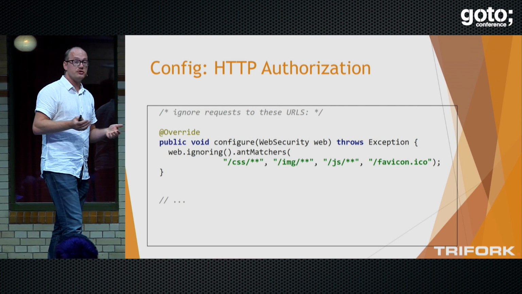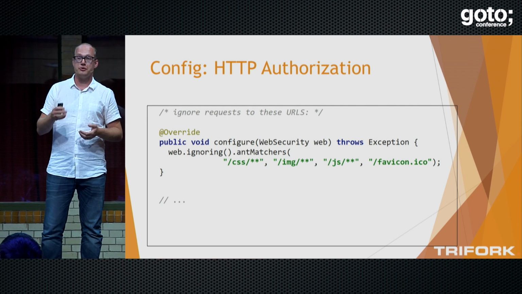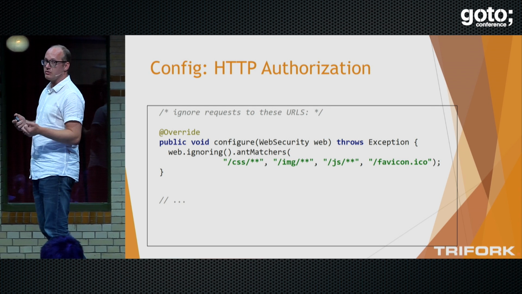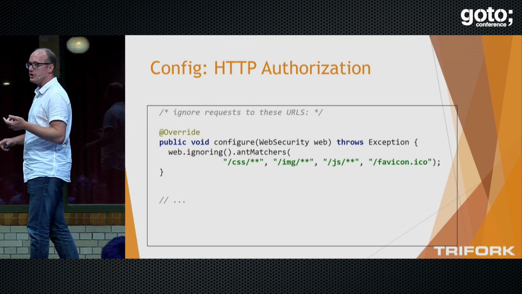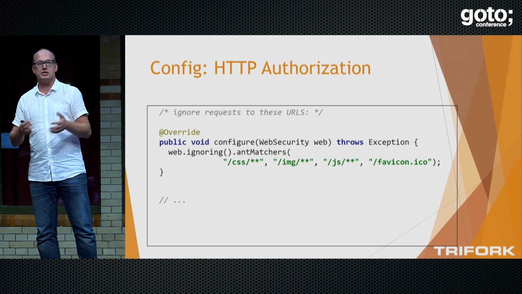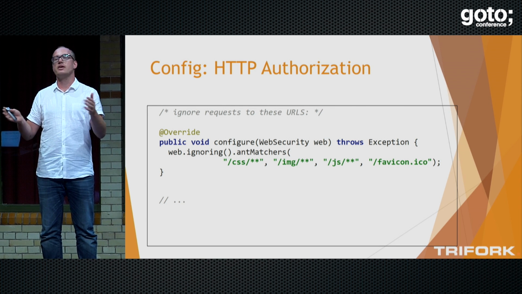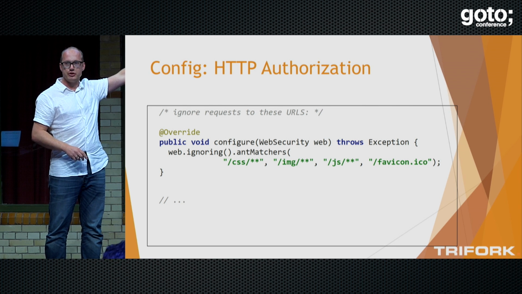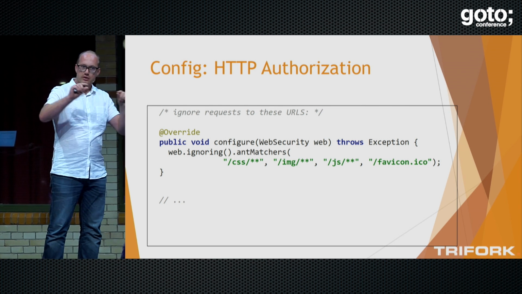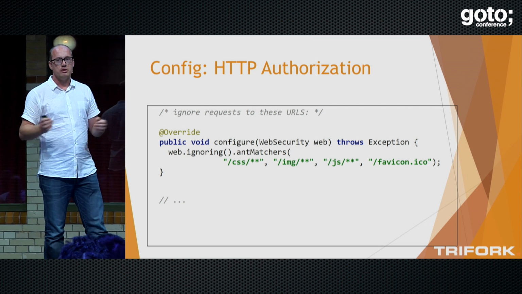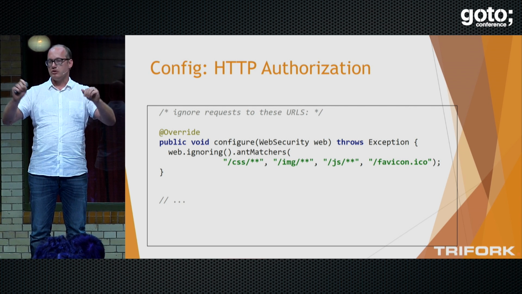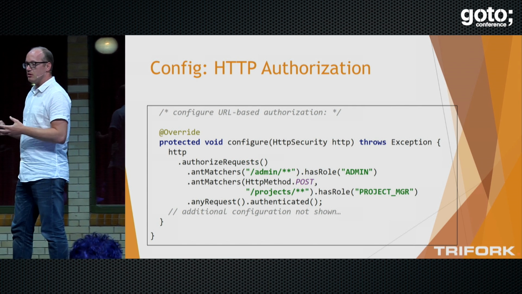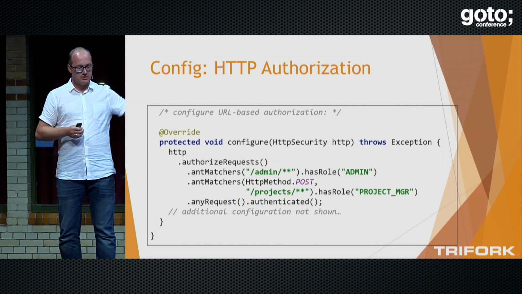And one of the first things you should probably do is make sure that certain things are simply not secured. Because if someone is trying to access a static resource like downloading JavaScript, pictures, or CSS, in many cases you want that to be accessible for everyone, right? You shouldn't have to be a logged-in user for that. So you can use this thing called the web security class to say there are certain URLs that I just want to ignore. And we're just using some Ant-like wildcard patterns here. Right? Very straightforward.